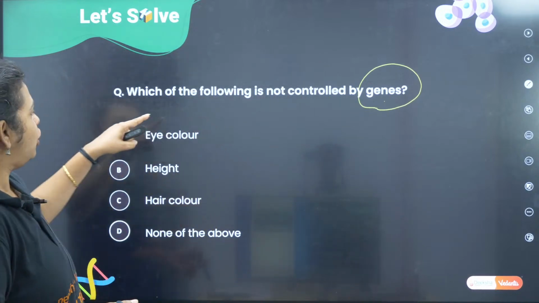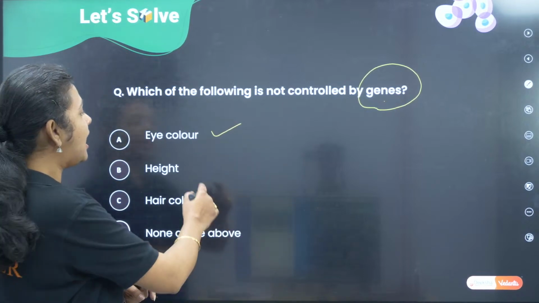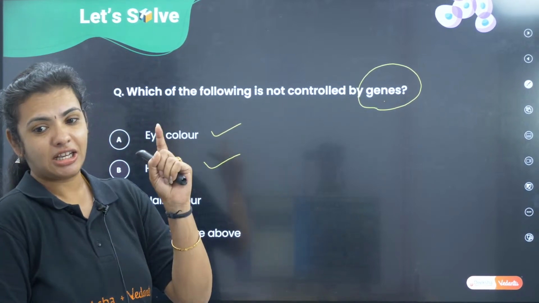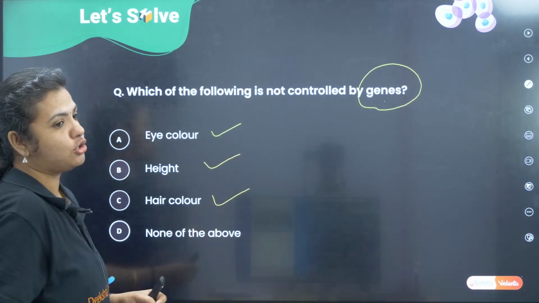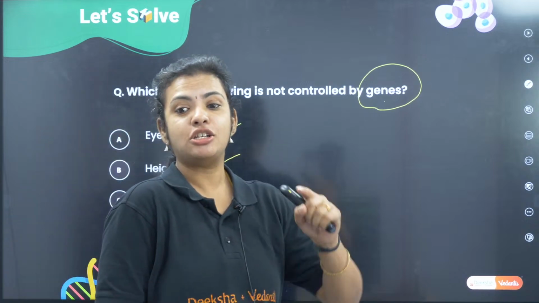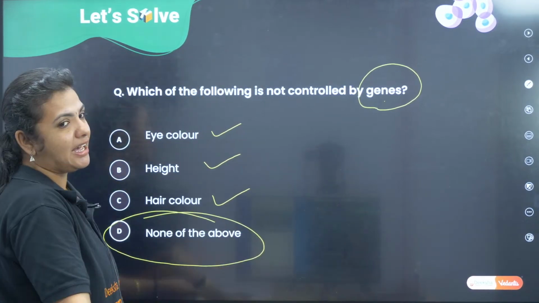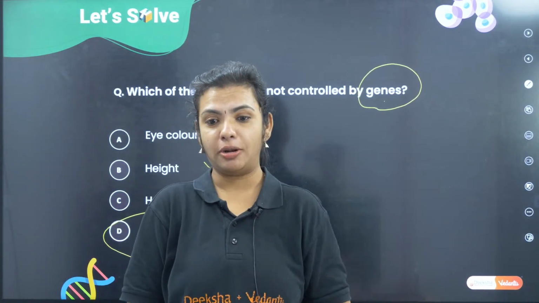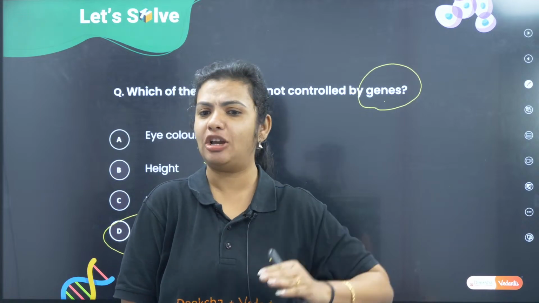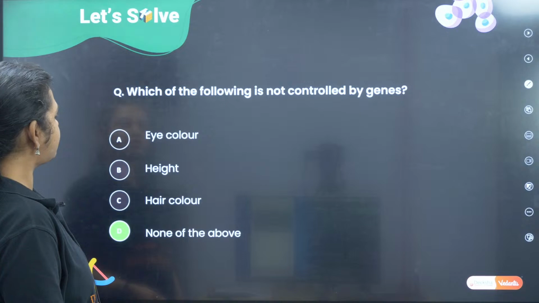All right. So if you look at the eye color, it definitely comes either from the mother or father. Height, yesterday also I said, comes from the mother and father. Hair color also is determined by your parents. So the answer is going to be none of the above. All the characters, whatever is there in you, are determined by your parents' genes. So definitely all of these come under the control of genes.